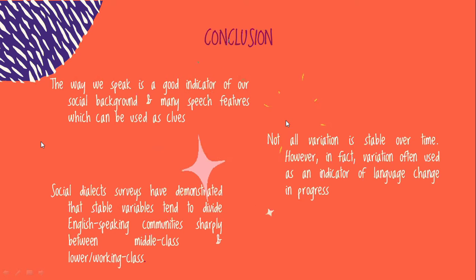Variation is often used as an indicator of language change in progress. For example, patterns of H dropping and in versus ing pronunciation clearly divide the middle class groups from the lower class group in Norwich. But there is a sharp rise in the number of vernacular forms between the middle class and low class groups, both in Detroit and in Norwich. The same pattern has been observed in many other communities. This pattern has been labeled sharp stratification. Social dialect surveys have demonstrated that stable variations tend to divide English-speaking communities sharply between the middle class and the lower working class.